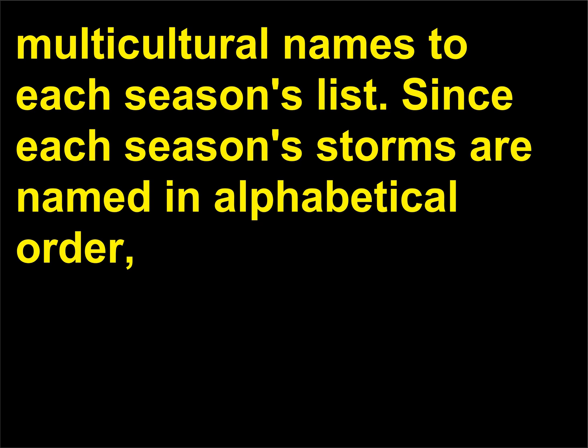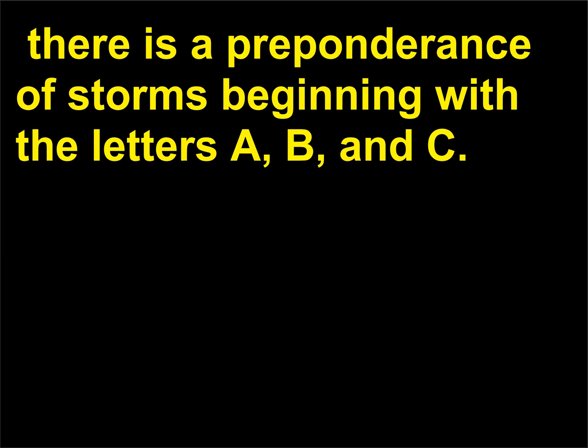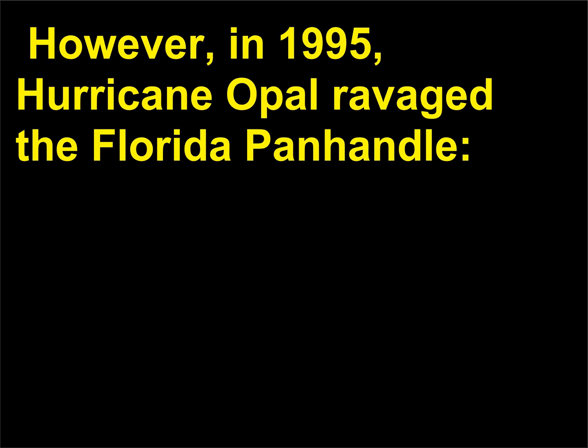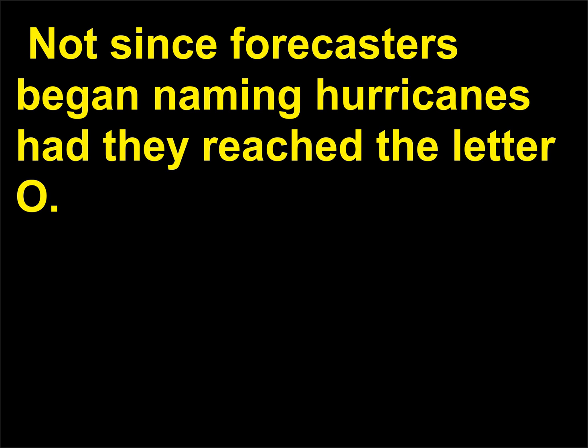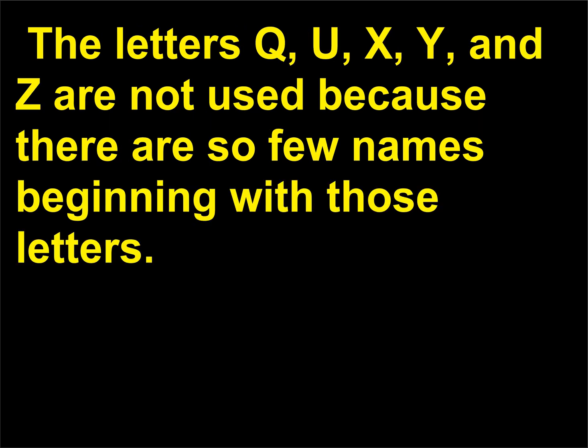Since each season's storms are named in alphabetical order, there is a preponderance of storms beginning with the letters A, B, and C. However, in 1995, Hurricane Opal ravaged the Florida Panhandle. Not since forecasters began naming hurricanes had they reached the letter O. The letters Q, U, X, Y, and Z are not used because there are so few names beginning with those letters.